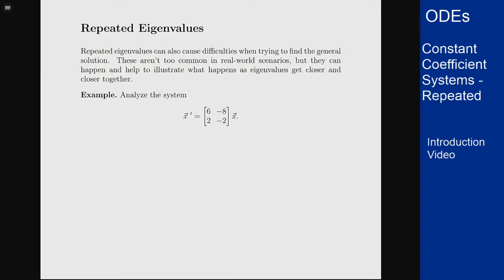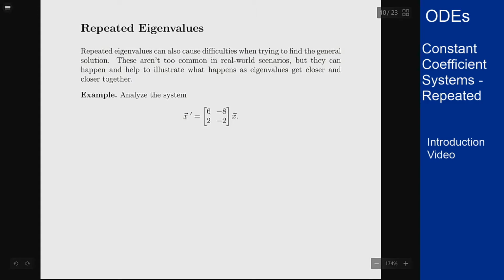In this video, we'll address the issue of repeated eigenvalues for trying to solve constant coefficient system differential equations. So repeated eigenvalues, if you look at things randomly, don't happen all that often, but they can happen, and they also help illustrate what happens as eigenvalues get closer and closer together for solving systems in general. Let's look at this system here.